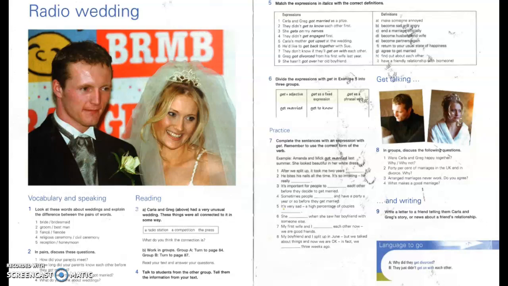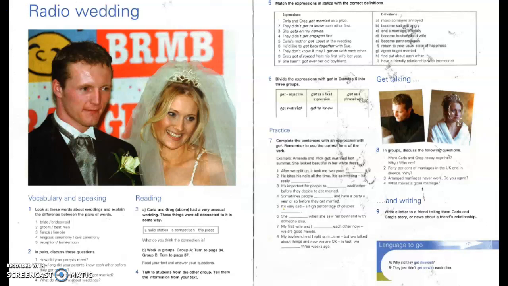This screencast supports this lesson on expressions with get. It's from Language to Go Intermediate by A. Clare and J.J. Wilson, published by Longman.